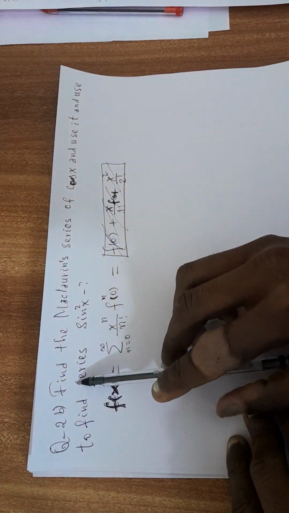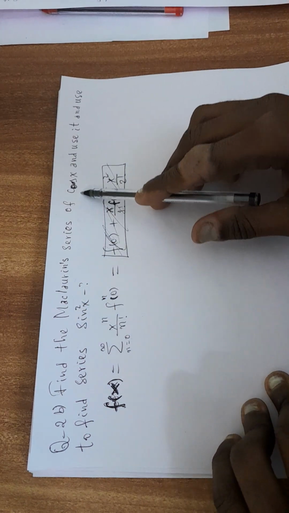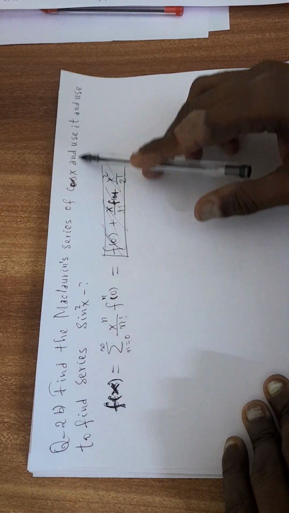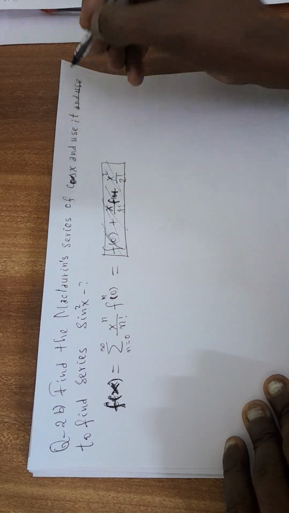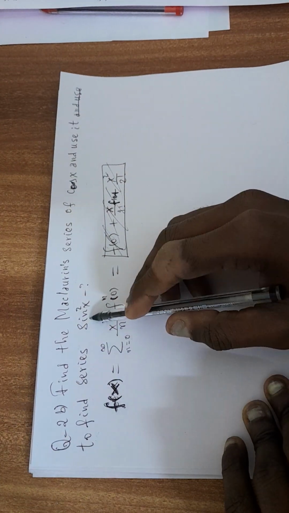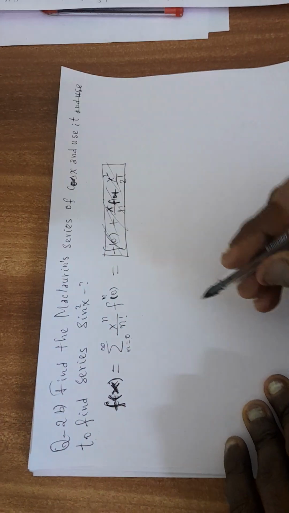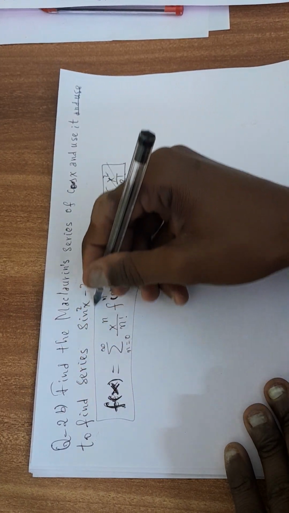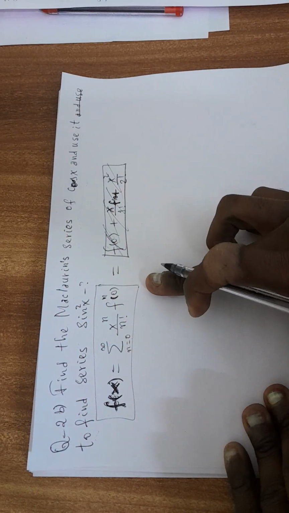They asked to find the Maclaurin series of cosine x and use it to find the series of sine squared x. First we have to write down what the Maclaurin series is. The Maclaurin series formula is this one.